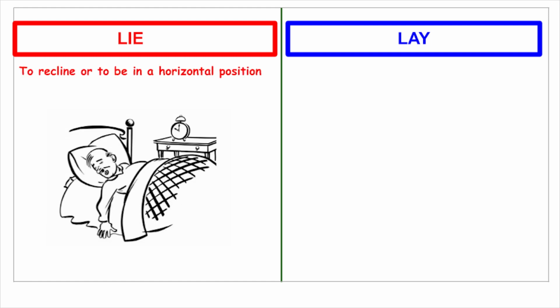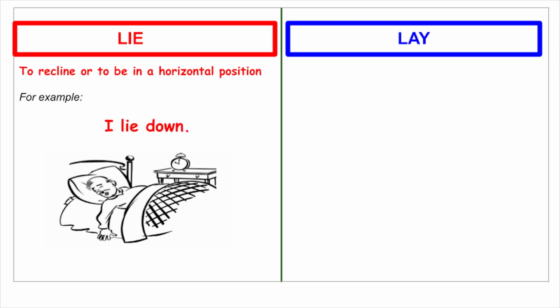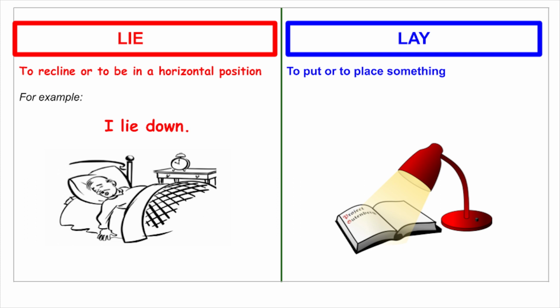Now, let's get into the meaning of lie and lay. Lie means to recline or to be in a horizontal position. For example, I lie down. I lie down means I am in a horizontal position. I am in a state of rest. Lay means to put or to place something. For example, I lay the book on the table. This means I place the book on the table. I put the book down on the table.